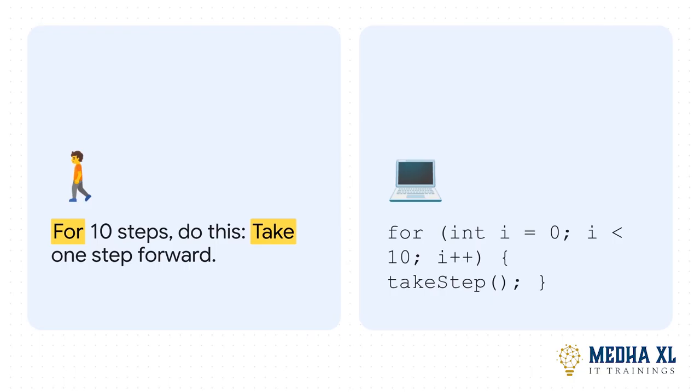Now just look at how cleanly that idea translates into code. A for loop has 3 main parts. You've got a starting point, which is int i equals 0. You've got a condition to keep going, i less than 10. And you've got an action to perform after each loop, i++. So as long as our counter i is less than 10, that take step action is just going to keep running. It's absolutely perfect for going through things like lists or arrays where you know exactly how big they are.